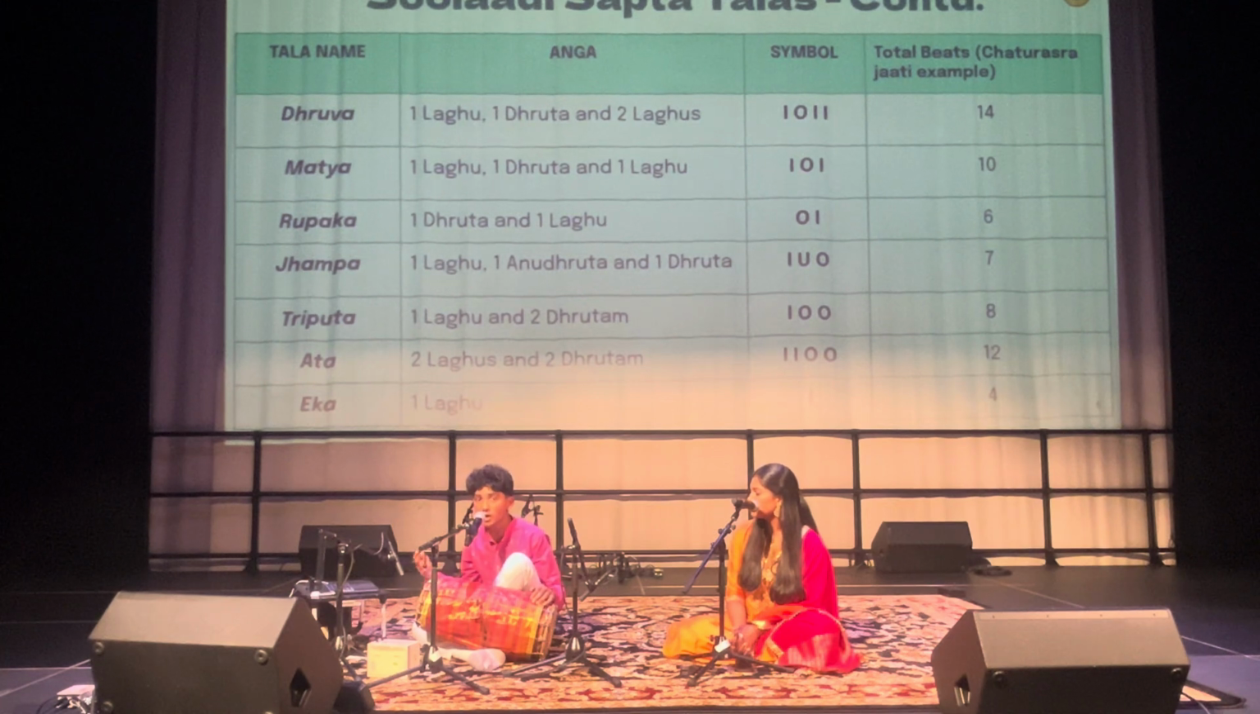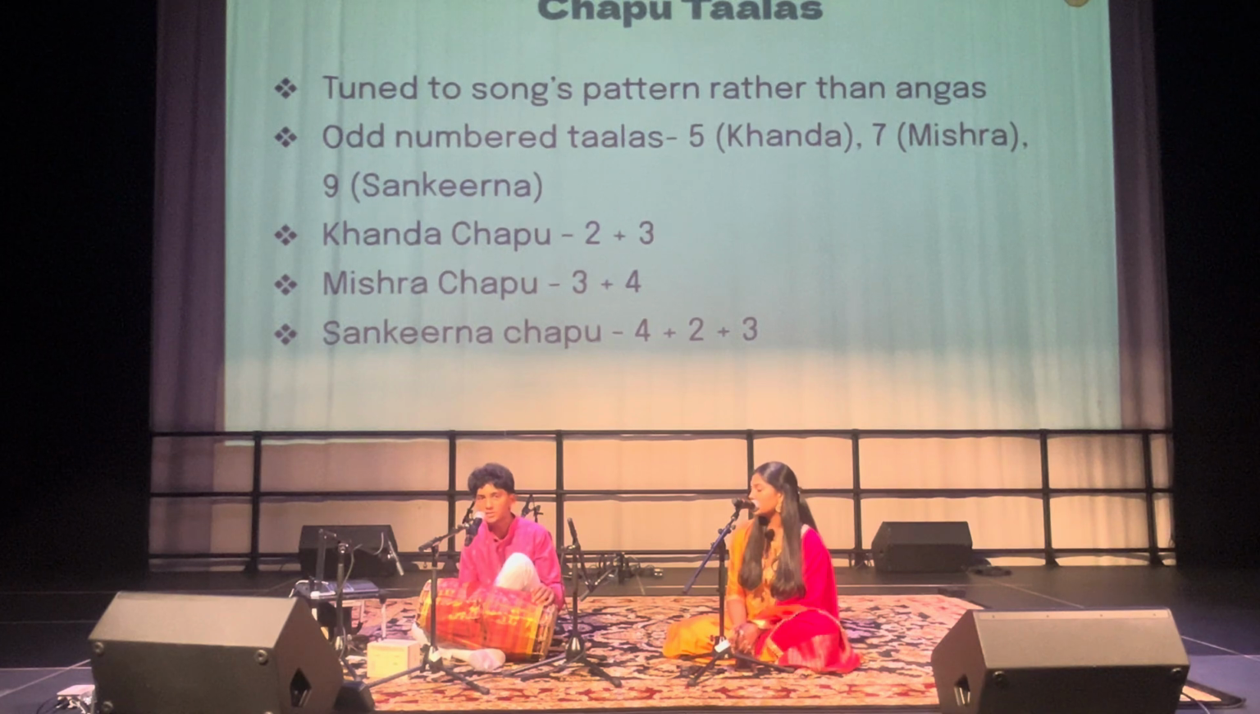So now we can move on to the Chaputalas. So Chaputalas are tuned to a song's pattern rather than a defined structure like the angas Lagu, Druta, and Anudruta. And they're only odd numbered. For example, we have Khanda Chapu, Mishra Chapu, and Sankirna Chapu. Those are the 3 Chaputalas. And they're represented with 5 beats, 7 beats, and 9 beats.